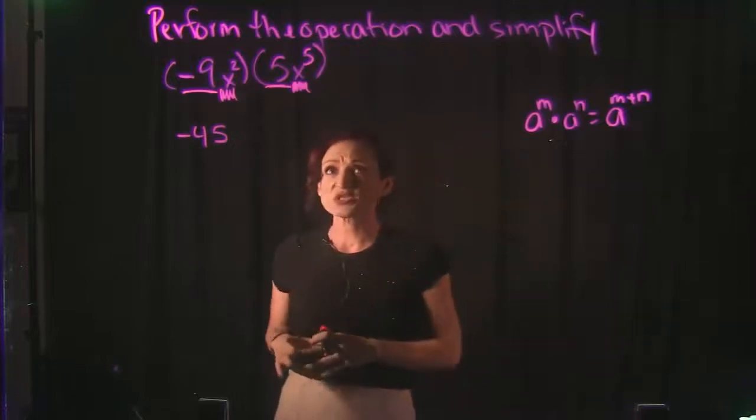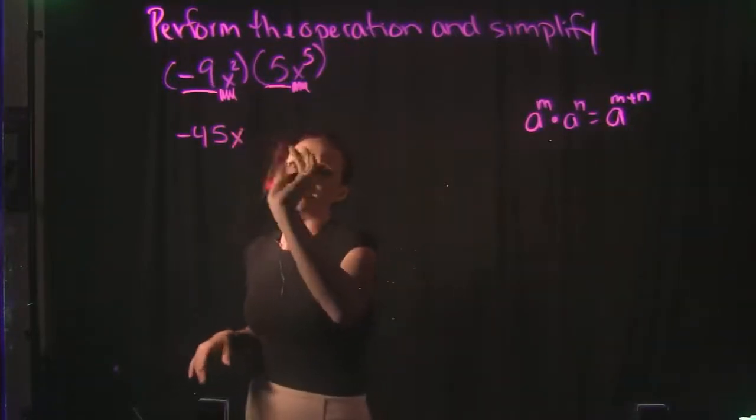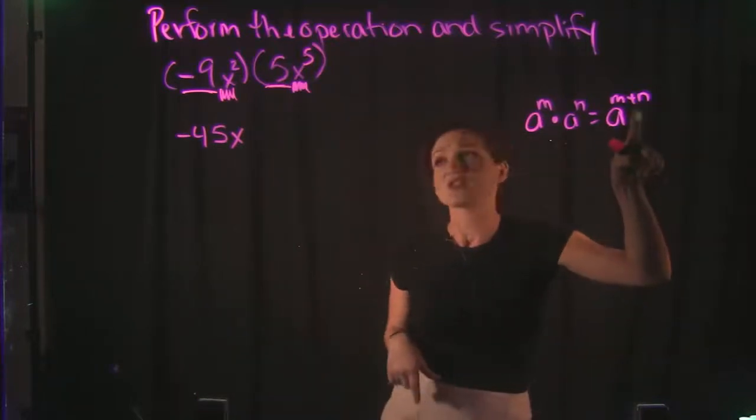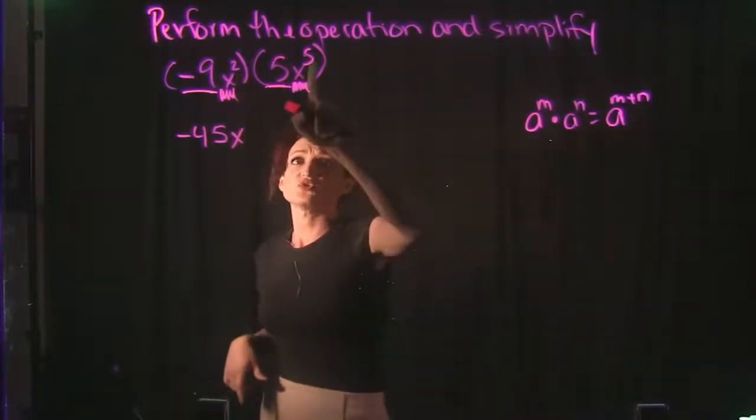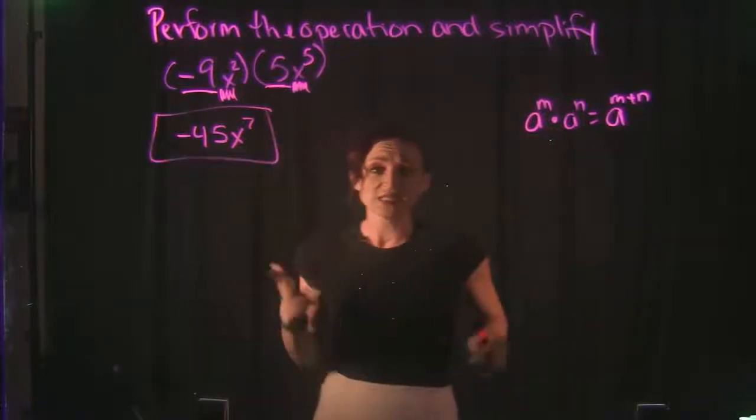And then when we do x squared times x to the fifth, we're using the product rule here, which says to keep the x, add those exponents. So 2 plus 5 gives us 7. And that's it. That's our answer for it.